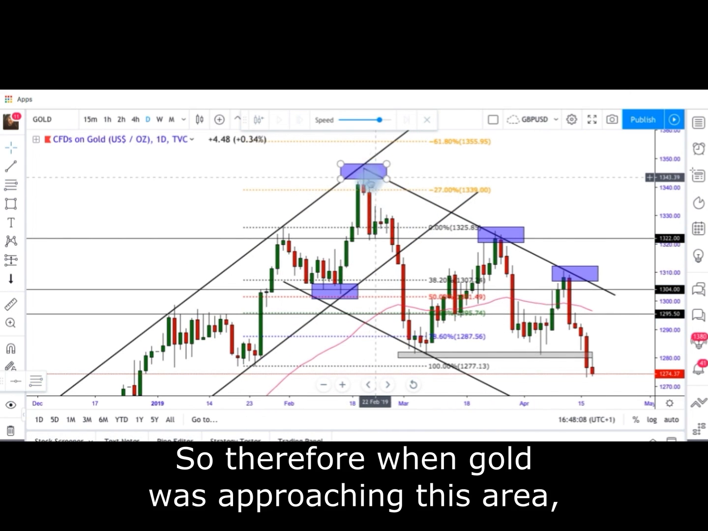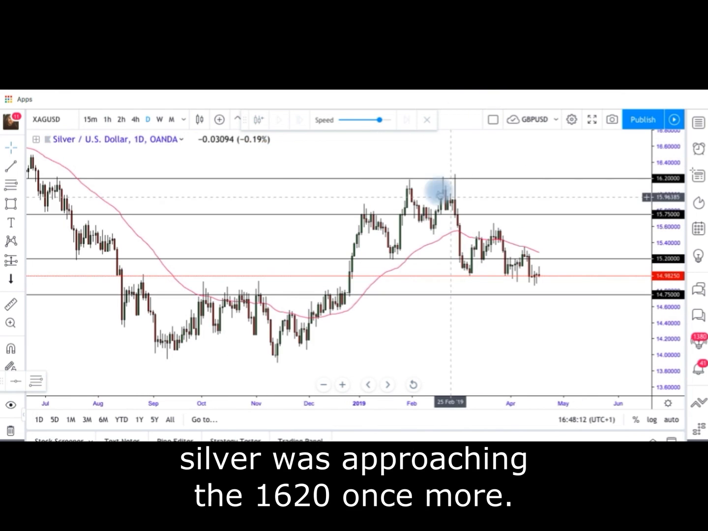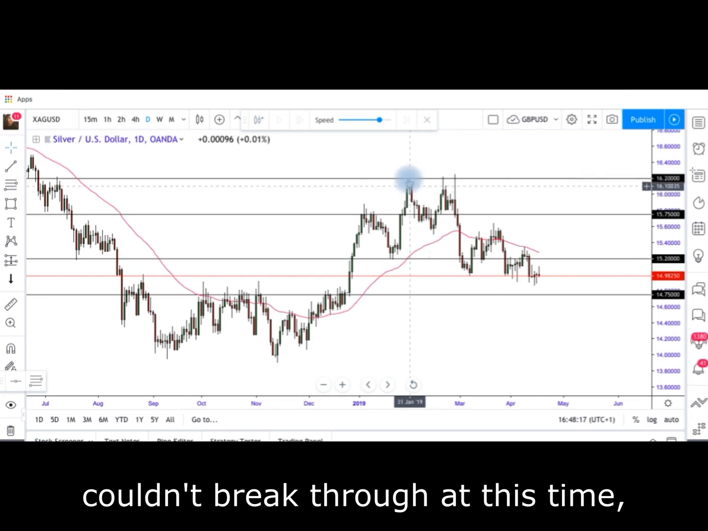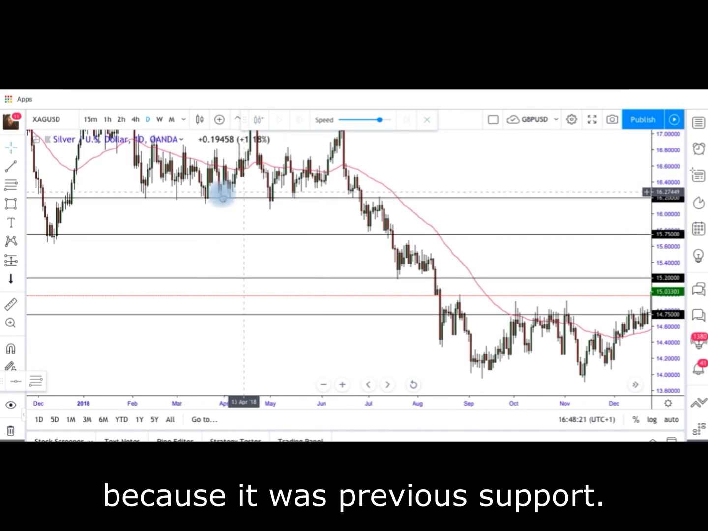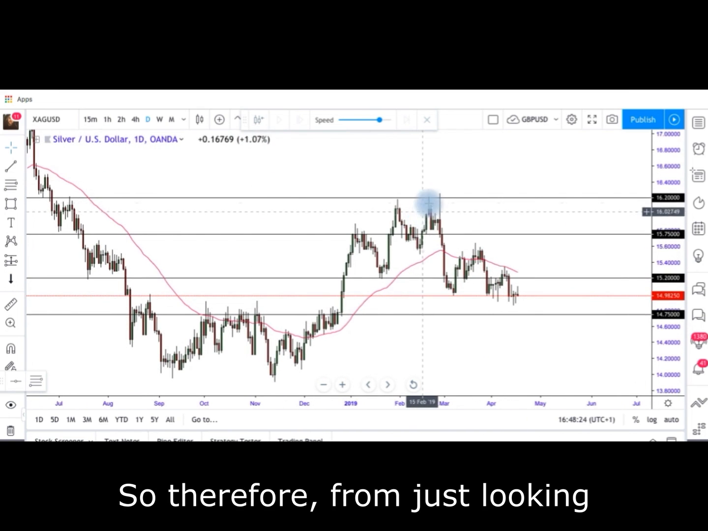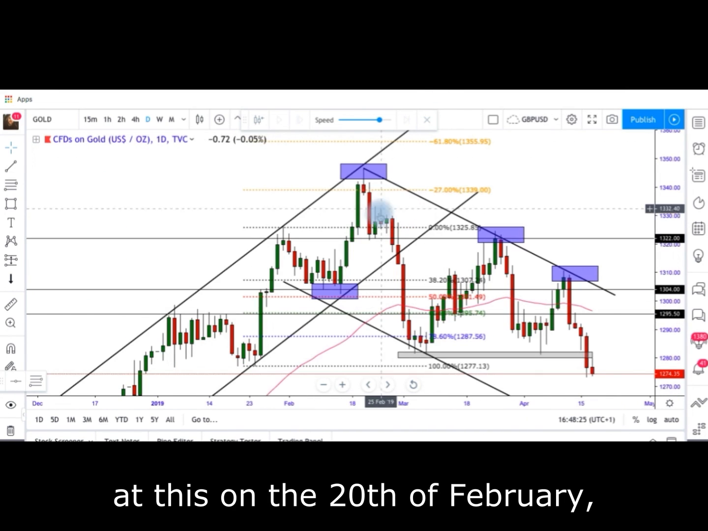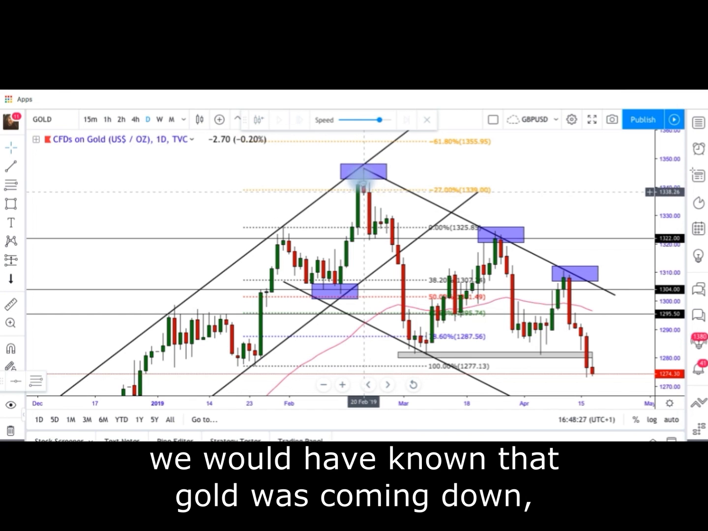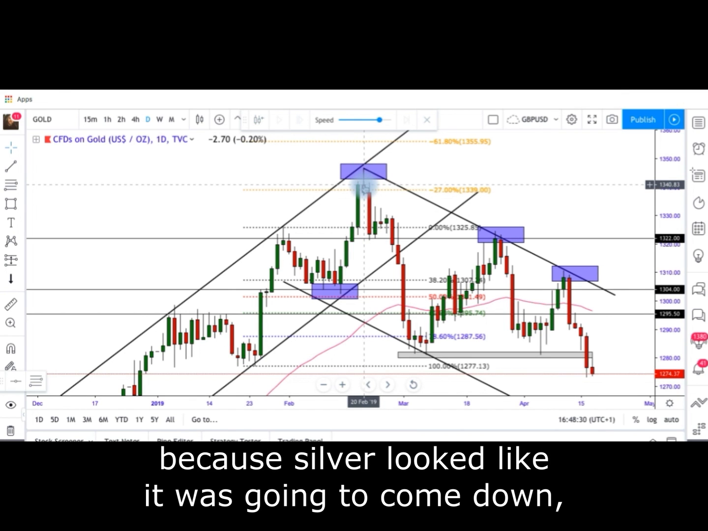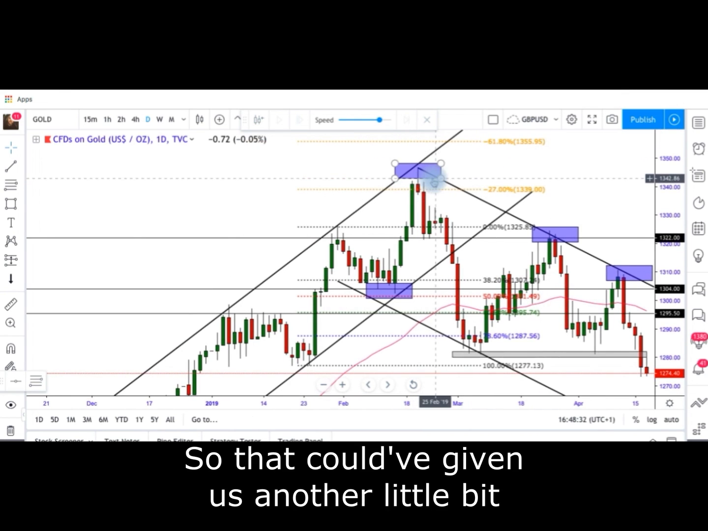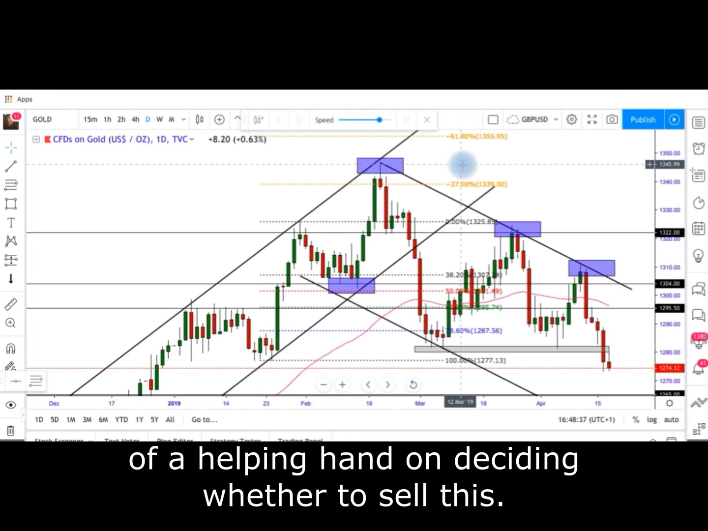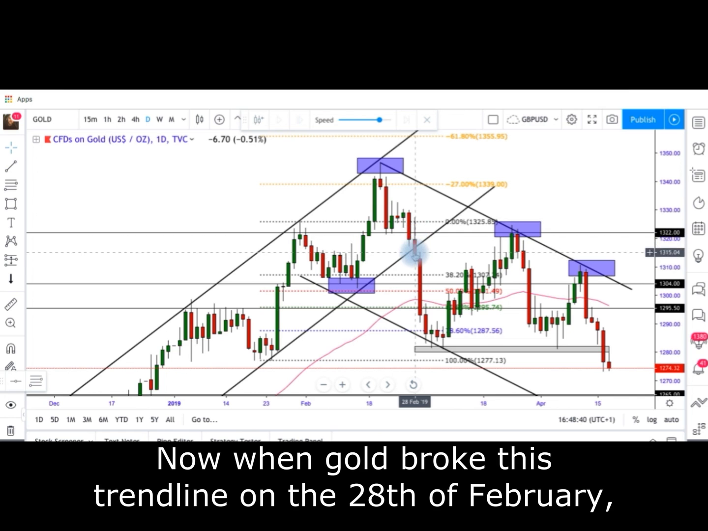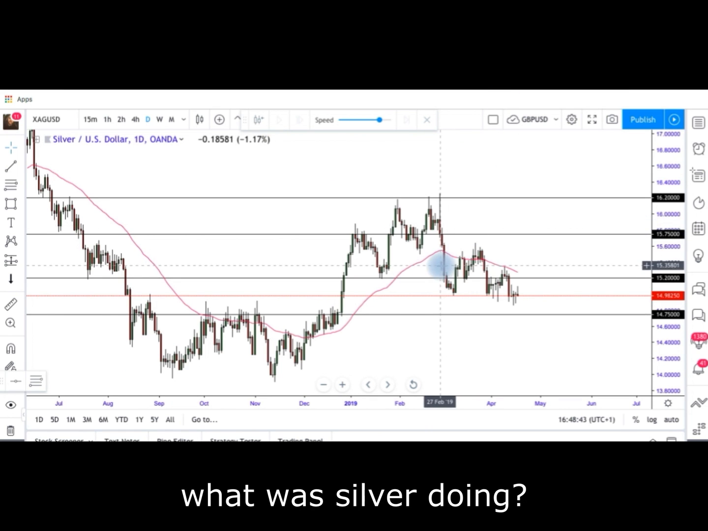So therefore, when gold was approaching this area, silver was approaching the 16.20 once more. Now, we already knew that silver couldn't break through it this time, so it's probably not going to break through it again. This is obviously a very strong level of resistance because it was previous support. So therefore, from just looking at this on the 20th of February, we would have known that gold was coming down because silver looked like it was going to come down, so gold was going to come down too. So that could have given us another little bit of a helping hand on deciding whether to sell this. Now, when gold broke this trend line on the 28th of February, what was silver doing?